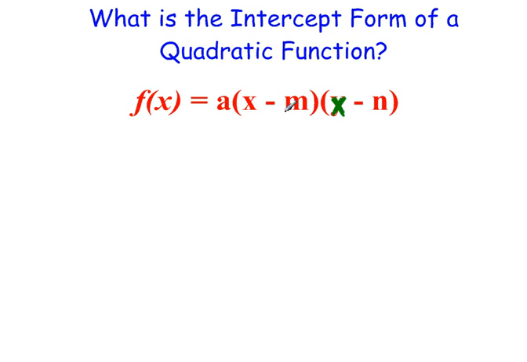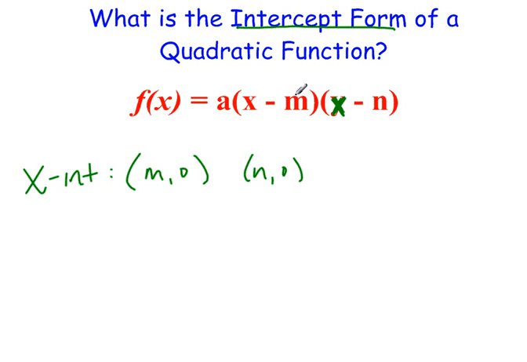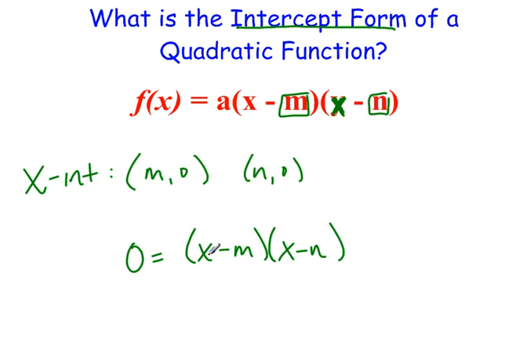The reason it's called intercept form is because we can find our x-intercepts really easily from this. It's m comma 0 and n comma 0. M and n are our x-intercepts. And we get this because, remember, an x-intercept is when y is 0. So if I set this equal to 0, let's just forget about the a for a second. Whenever you have a product equal to 0, so things multiplied equal to 0, the only way you can get 0 by multiplying things together is either the first is 0 or the second is 0, or if there's 5 things, first, second, third, fourth, fifth, one of these has to be 0 in order to get 0.